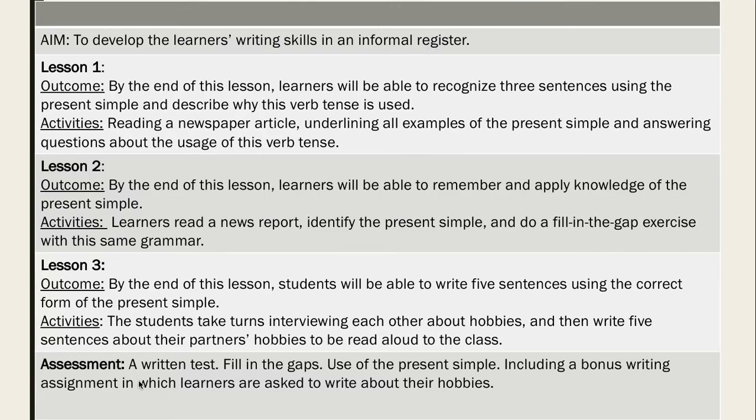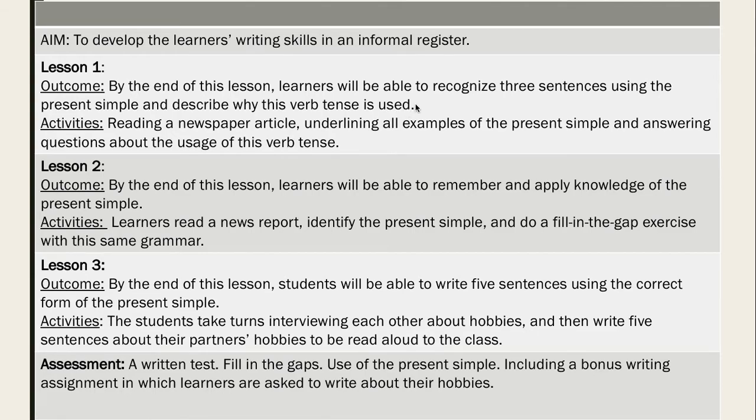Okay, cool. That aligns with the fact that they're taking a written test, and it's about the present simple and hobbies. That's definitely pretty informal. Okay, what's our first outcome? By the end of this lesson, learners will be able to recognize 3 sentences using the present simple and describe why this verb tense is used.